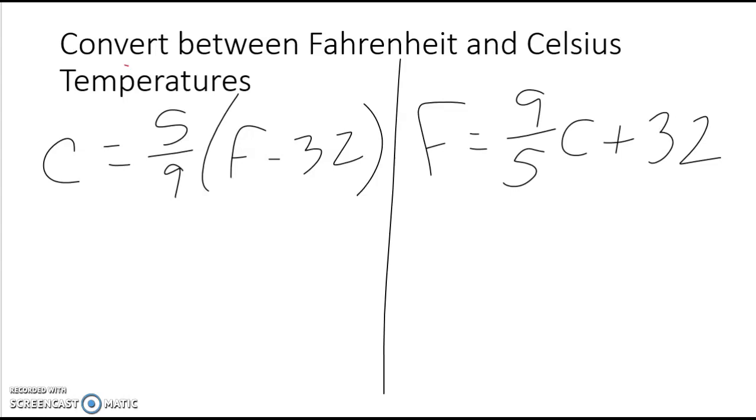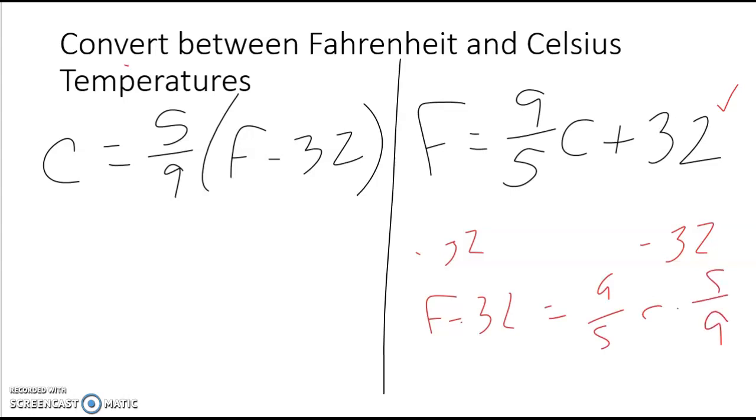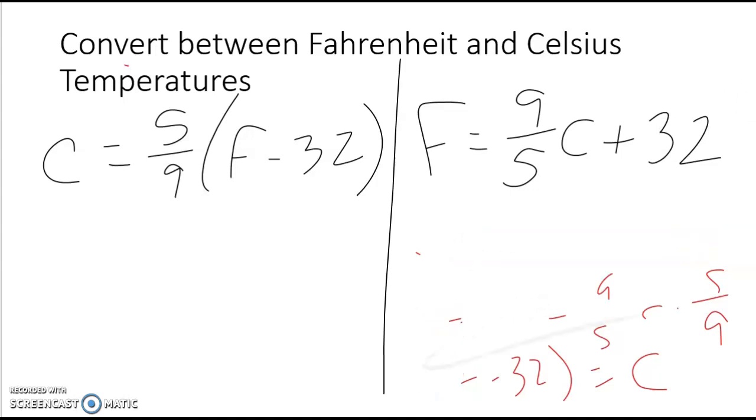If I take this one, my first step algebraically would be to subtract 32 from both sides. So I'd get F minus 32 equals 9/5 C. Then to get C by itself, I would multiply by the reciprocal, which is 5/9. So 5/9 times (F minus 32) equals C, and ayo, that is the formula on the other side. That's why I'm saying, they're the same. It's just a matter of using the one that's easier.